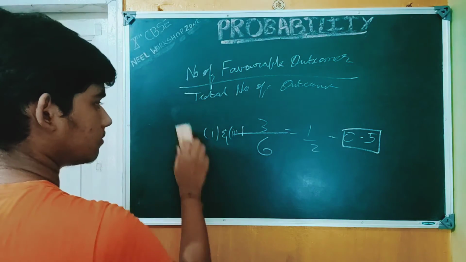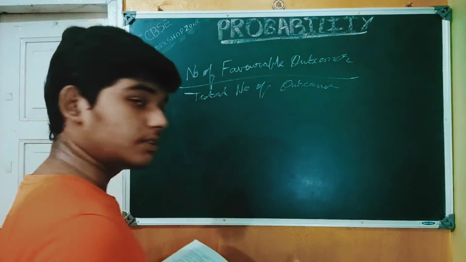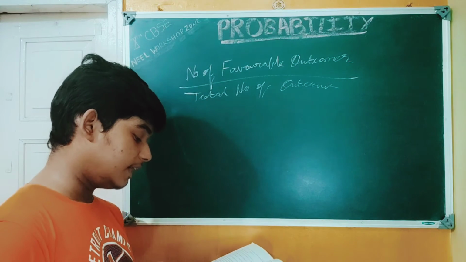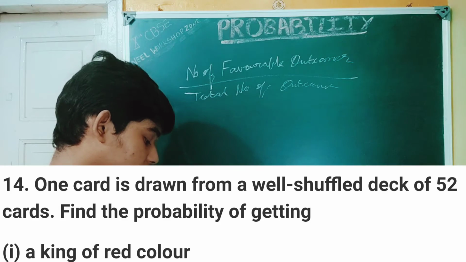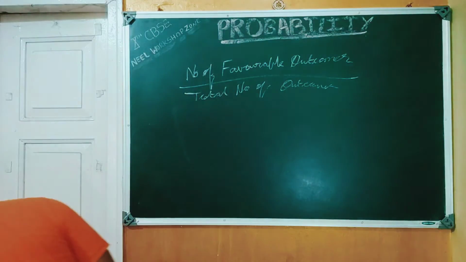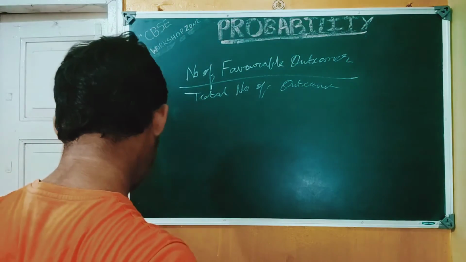So yeah, that is the 13th one. Now let's try to go through them as fast as possible. 14th one. One card is drawn from a well shuffled deck of 52 cards. Find the probability of getting a king of red color. Okay, now let's do it.